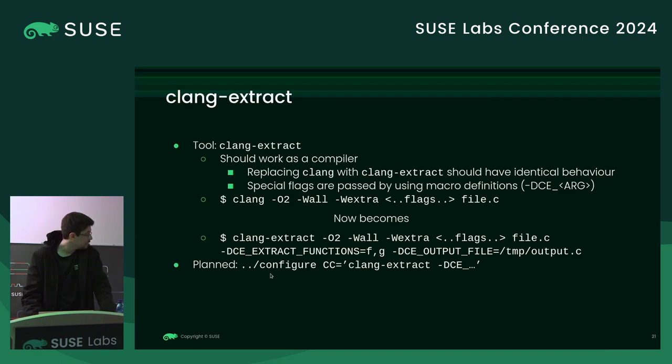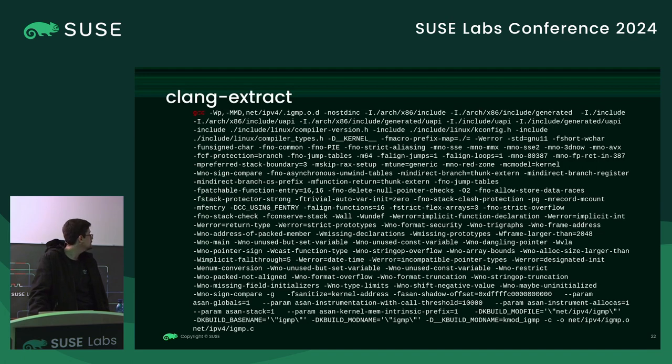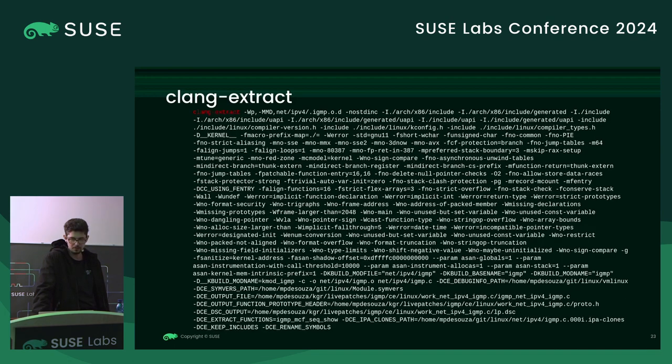We plan to make it so you could replace the C compiler, so you can run it on your entire project and extract what you need from there, but it's not done yet. Here is a command line example from the kernel: you have GCC there with a lot of stuff, then you replace it with clang-extract and put some extra parameters there to show what you want to do.